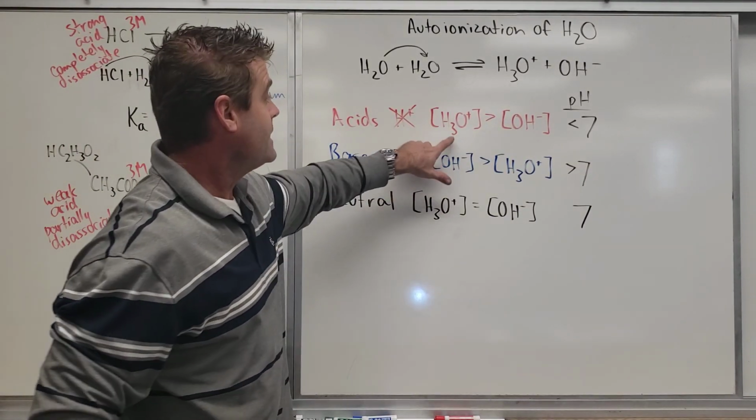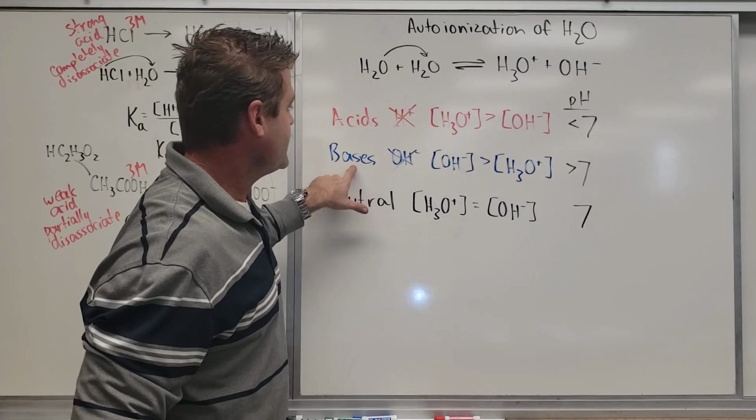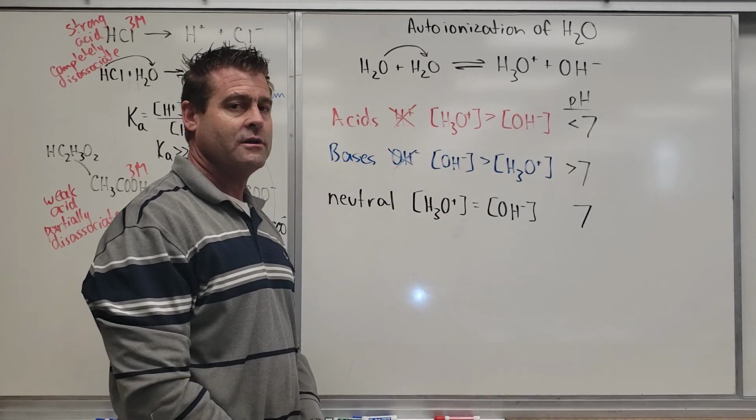What makes an acid an acid? The hydronium ion concentration is greater than the hydroxide ion concentration. What makes a base a base? The hydroxide ion concentration is greater than the hydronium ion concentration.